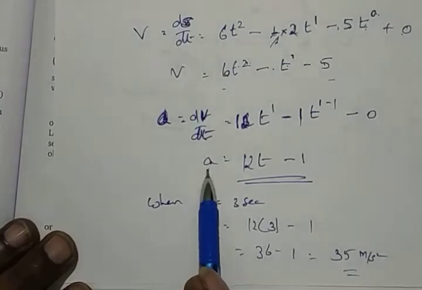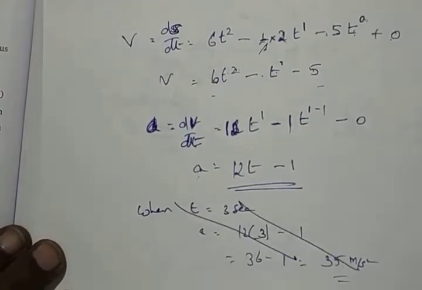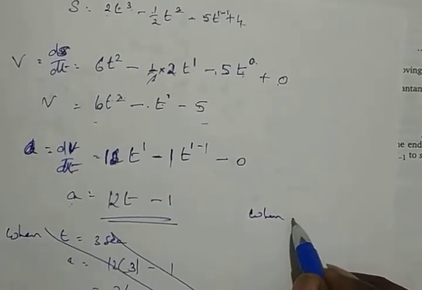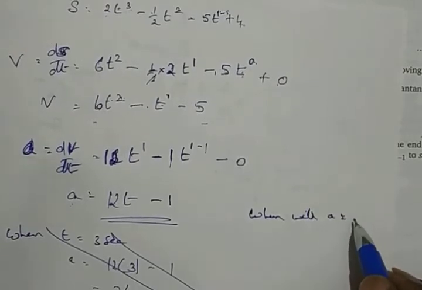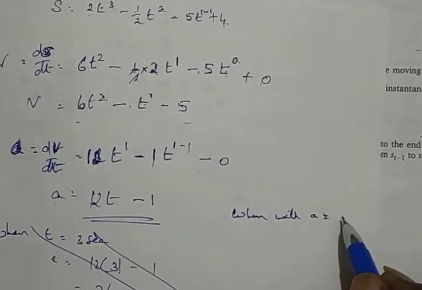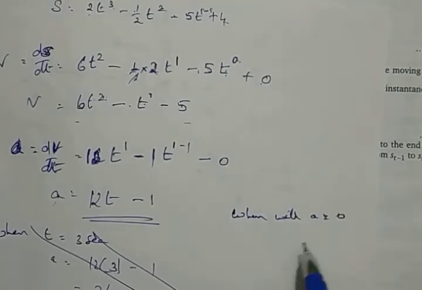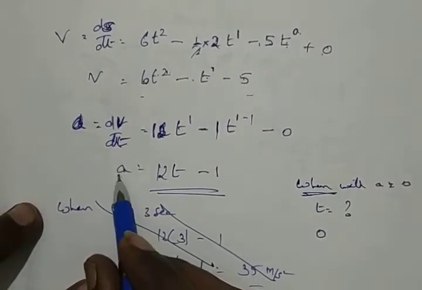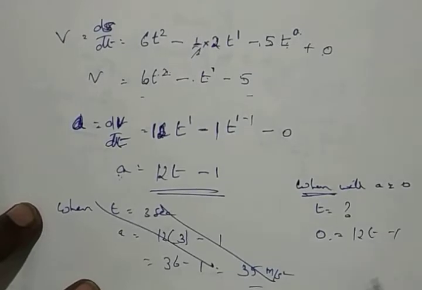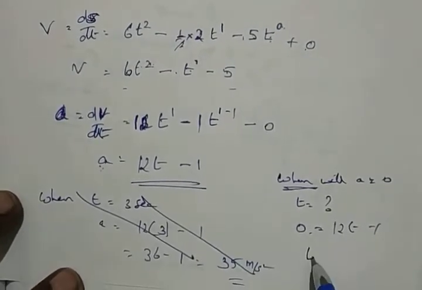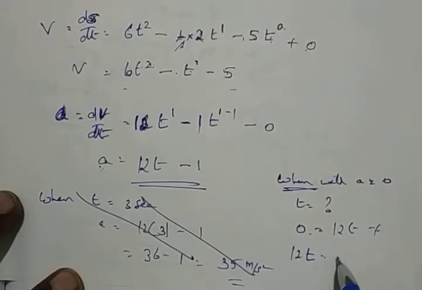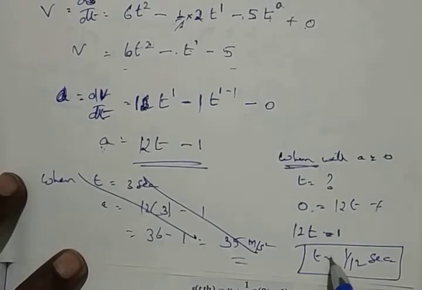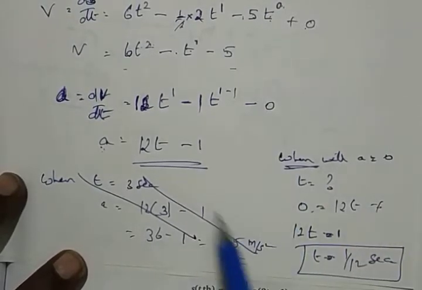Suppose, for example, this is not the one, what is the time when acceleration will be equal to, maybe, 0? When time is equal to question mark, when acceleration is 0, so a is equal to 0, you put here, equal to 12t minus 1. So what is the value of t? 12t is equal to 1, so t is going to be equal to 1 by 12 seconds. So at that particular time acceleration is going to be equal to 0. You can try to find out this way also.